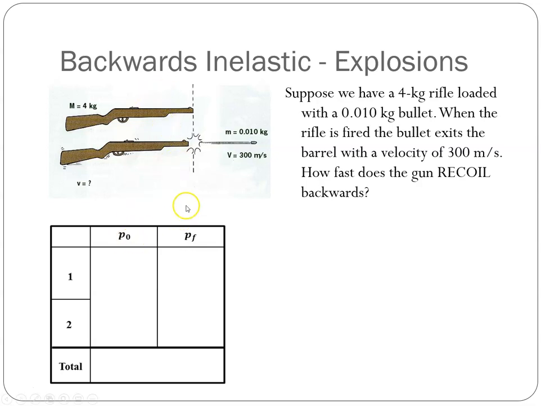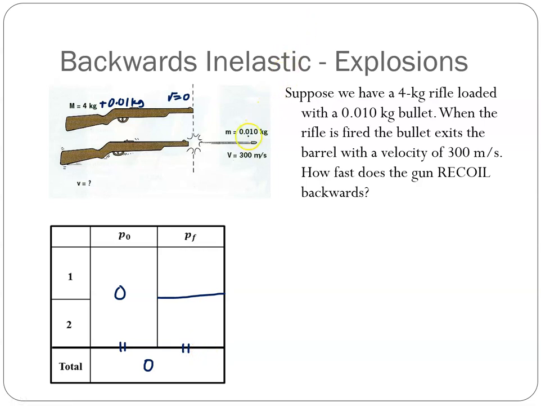With this one, when we're looking at our box, this time we are starting with a single object and ending with two objects. In the beginning, we have a mass of 4 kilograms for the rifle, and we could add the 0.01 kilogram of the bullet, but right now the speed is 0. So the momentum of the entire system in the beginning is whatever the mass is times the speed of 0, which means the momentum is 0. If the initial momentum is 0, the total momentum is 0, and that means our final momentum is also going to have to be 0.